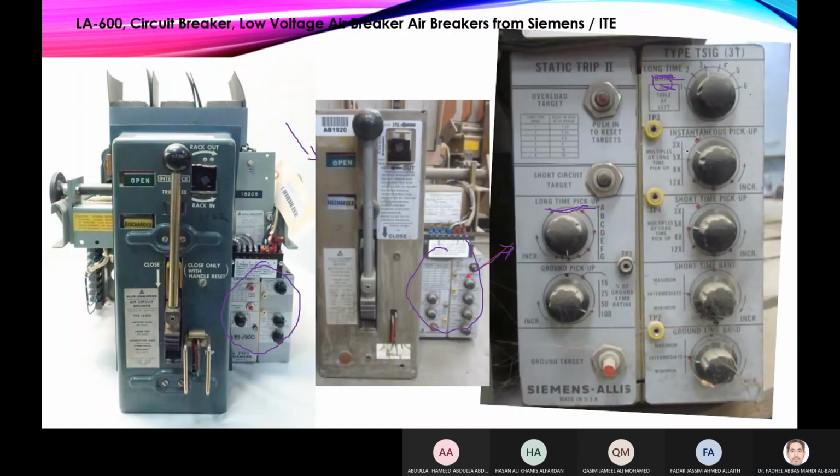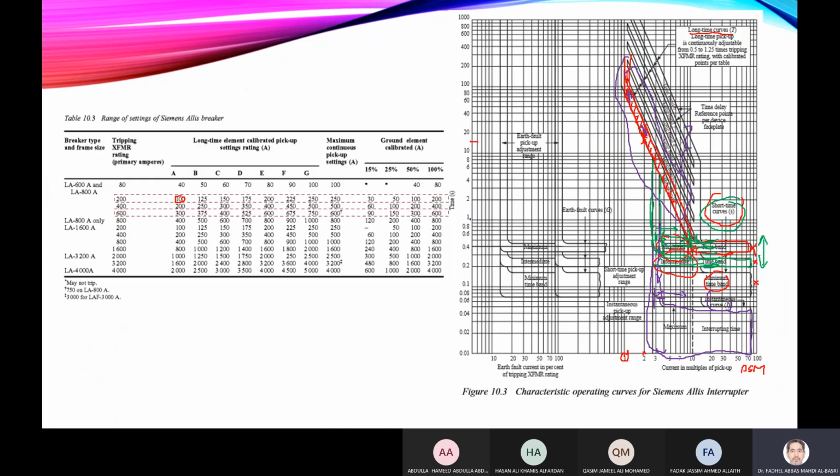For the short time pickup, I can add 3x, 5x, 8x, and 12x, which means times the pickup setting that you have chosen. The pickup setting of the long time pickup is A, B, C, D, E, G. For 200 ampere, I put it at E, at D, for example. This means you set it at 175 ampere pickup setting.